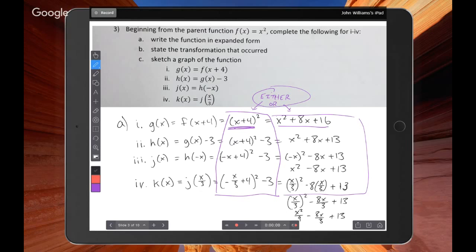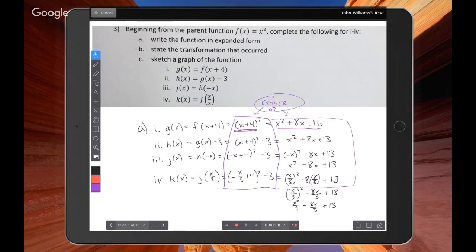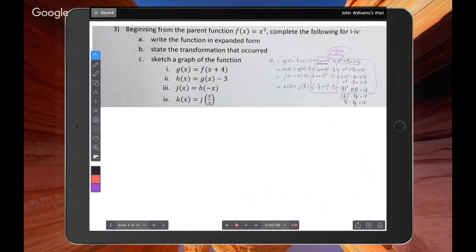So that was part A. I'm going to put part A away. And Owen, did I answer your question? Is that good? Hopefully. Anyway, part B.